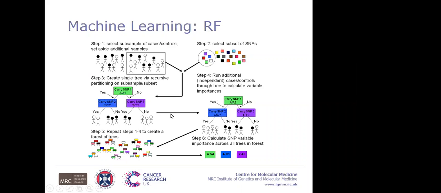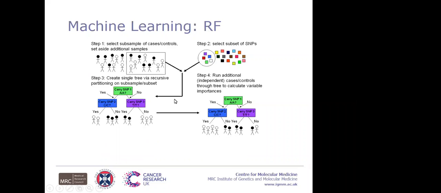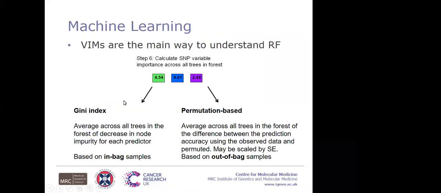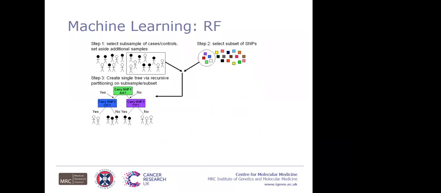Now, there are two sort of main flavors of variable importance measures. This one I'm going to call the permutation-based method. There is another one that is based on the in-bag samples. And so that one is what I'm going to call the Gini index-based variable importance measure. So this is the average across all the trees in the forest of the decrease in node impurity for each predictor, right? But this is using the same samples that we used to create the tree in the first place.